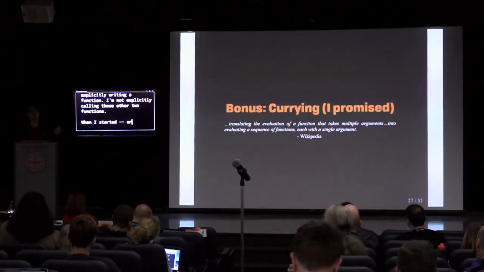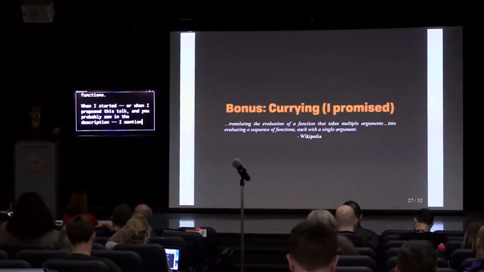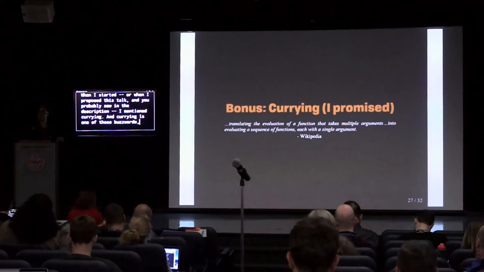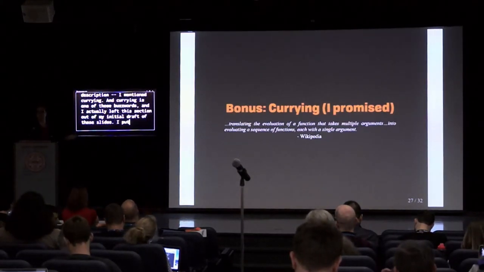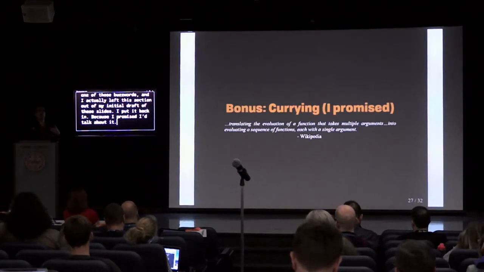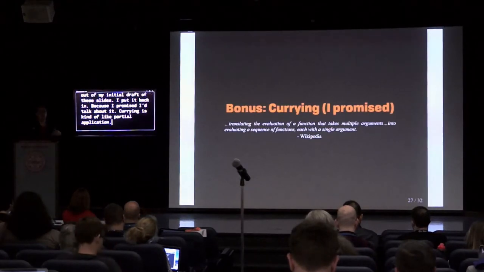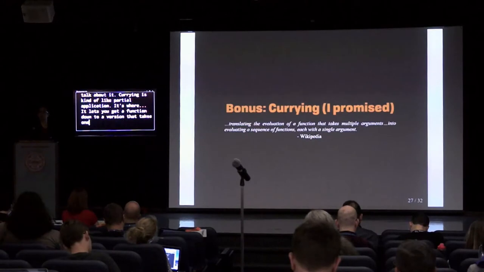When I proposed this talk, and you probably saw in the description, I mentioned currying. And currying is one of those buzzwords. And I actually left this section out of my initial draft of these slides. I put it back in because I promised I'd talk about it. Currying is kind of like partial application. It lets you get a function down to a version that takes one parameter.